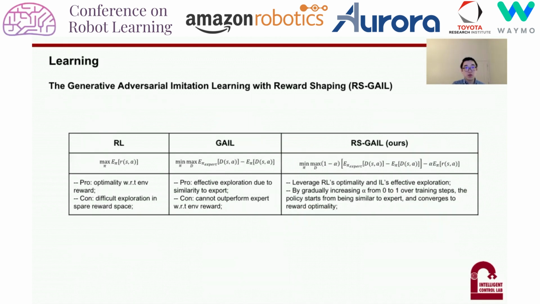To train our networks, we introduced a generative adversarial imitation learning algorithm, namely RS-GAIL. RS-GAIL leverages both imitation optimality and effective exploration. By gradually increasing the weighting factor alpha, the learned policy will start from being similar to the expert and finally converge to be optimal with regard to the environment reward.